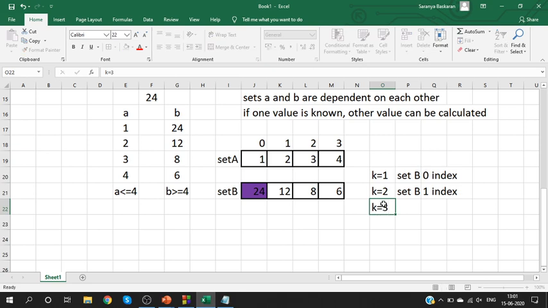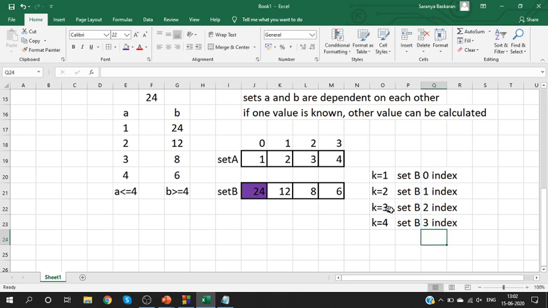When you need the third largest, it will be in set B at the second index. If you need the fourth largest, it will be in set B at the third index. If you need the fifth largest, it will be in set A. Why? Because set B has 4 elements only. So the first 4 elements will be in set B.